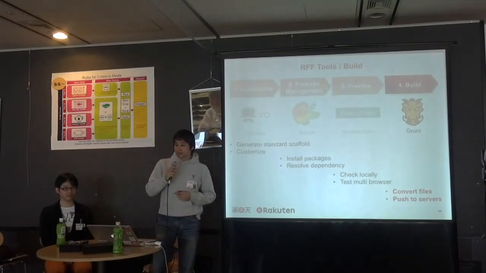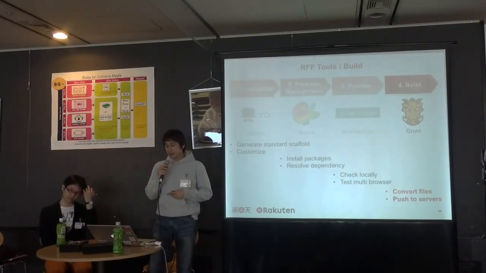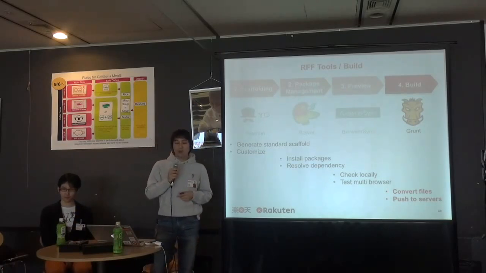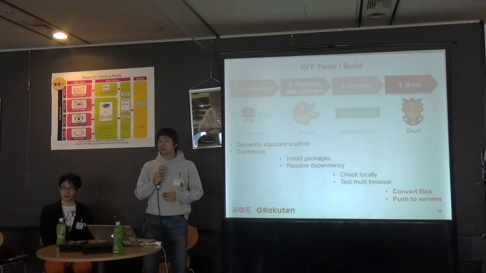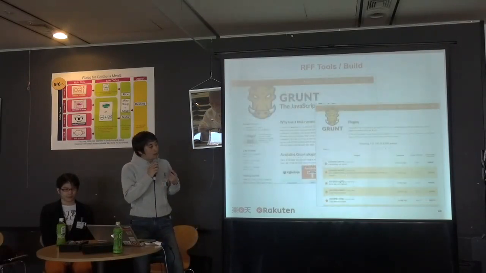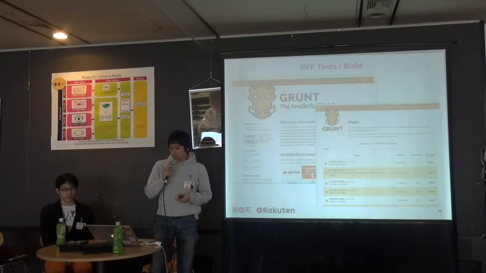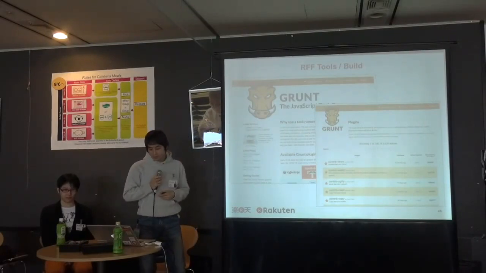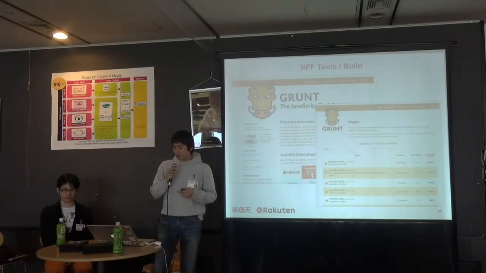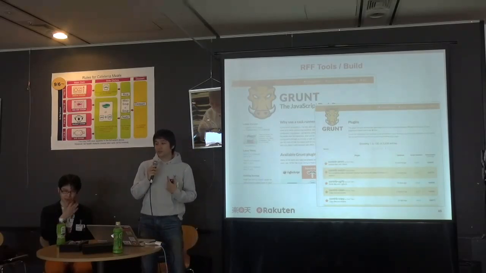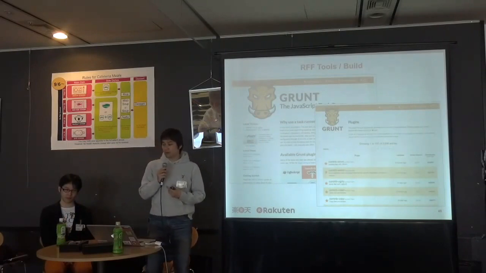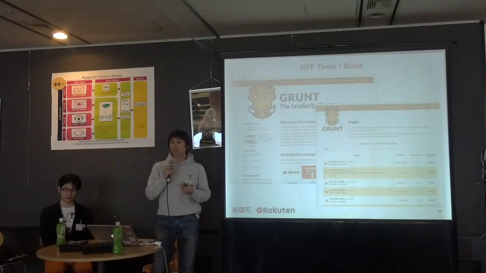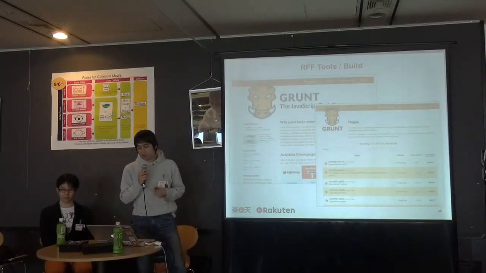The last one is build. After checking the contents, you should build files to distribute. So we use Grunt for the build phase. Grunt is a very famous task runner tool. There are so many various task plugins on the official site. For example, compilers of meta languages such as Less, Sass, Stylus, CoffeeScript, and so on. And file manipulation tasks such as merge, unify, convert, validate, and so on.